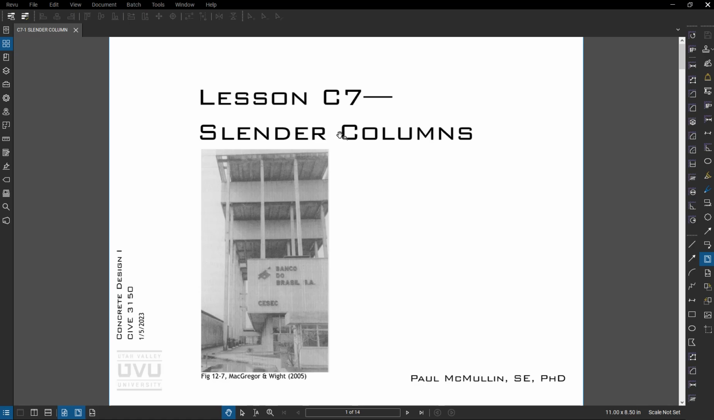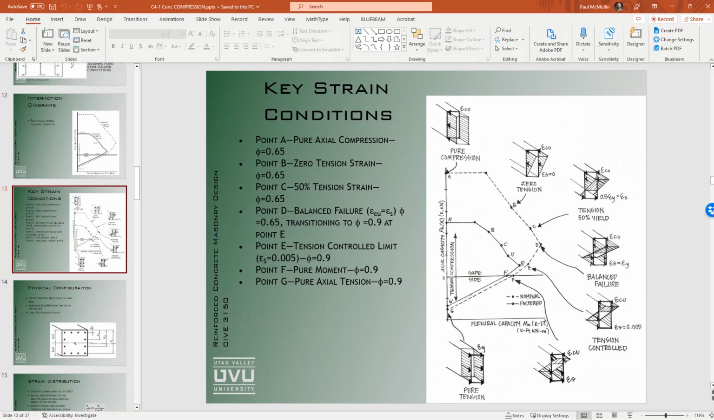Alright, so in this video we're going to get into slender columns. Just to review briefly before we do that, last time we did columns, we developed an interaction diagram, which is axial capacity on the vertical axis, moment capacity on the horizontal, and we developed that by looking at these strain conditions. We're going to use that same data, but the whole focus of a slender column analysis is looking at a magnified moment due to P delta, so force times an eccentricity or a deflection that increases the moment.